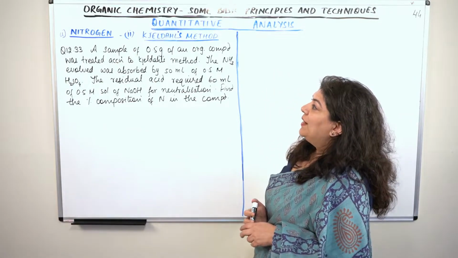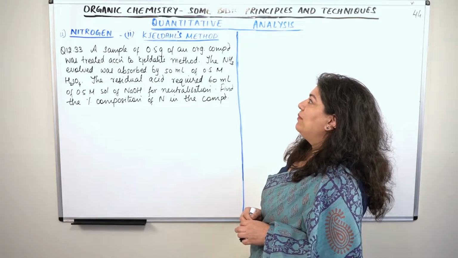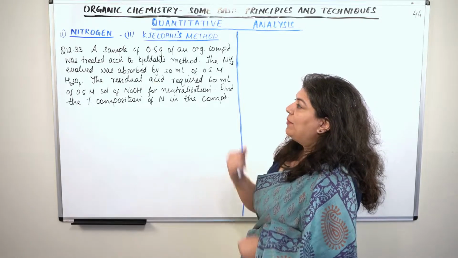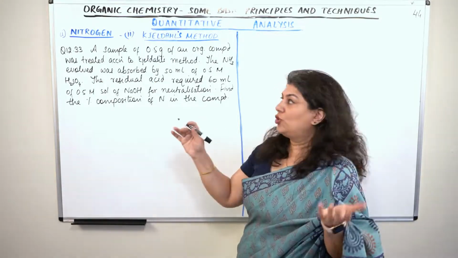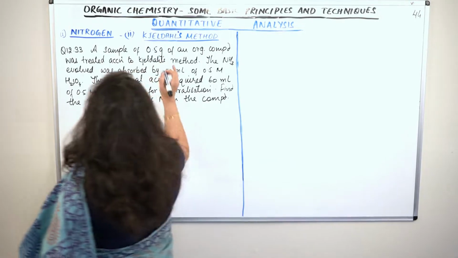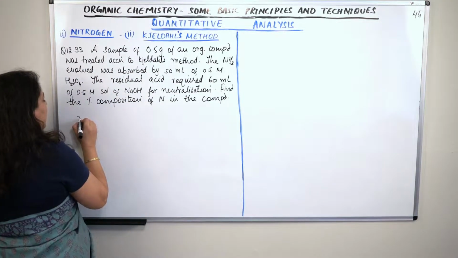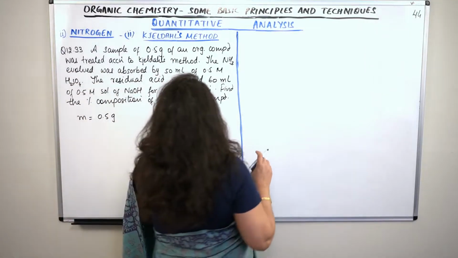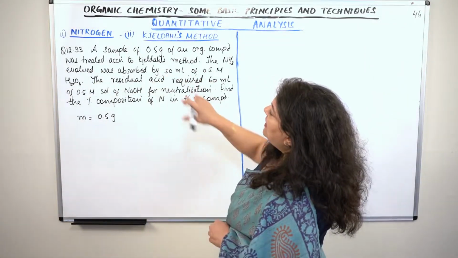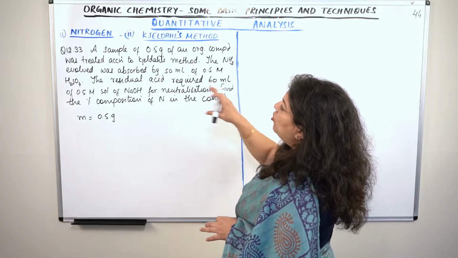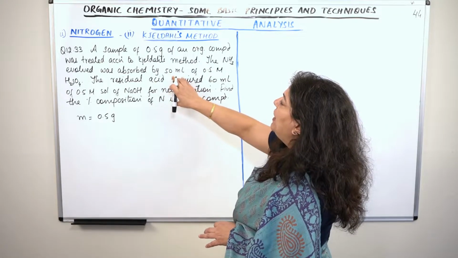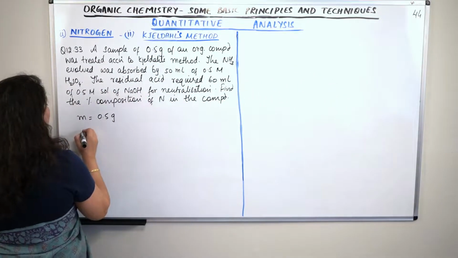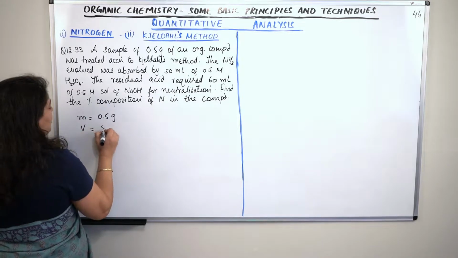What is the question? A sample of 0.5 grams of an organic compound was treated according to Kjeldahl's method. So I'm going to write down what all we are being given. A sample of 0.5 grams means the mass of the compound is 0.5 grams, okay? The ammonia evolved was absorbed by 50 ml. So the total volume is 50 ml.